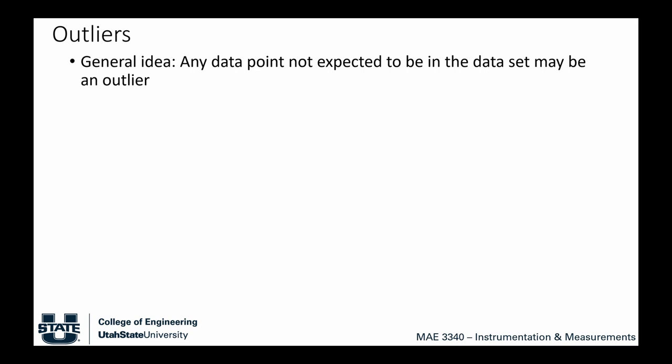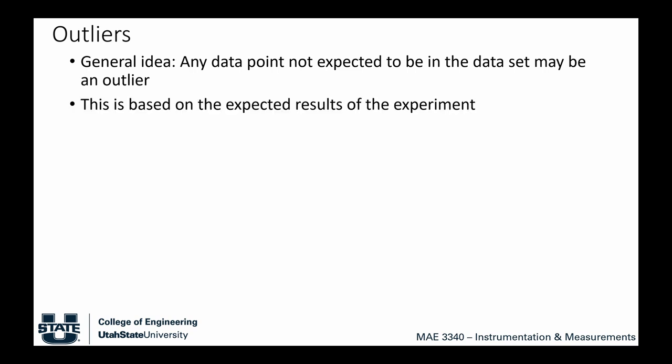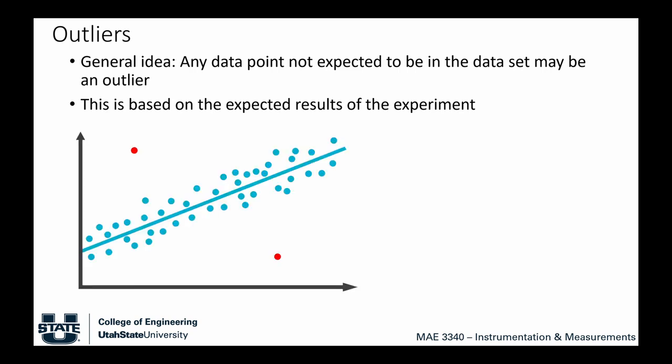So outliers is the general idea. Obviously, we can get more detailed than this, but any data point not expected to be in the data set could be an outlier. We're going to give some examples of that. This is based on the expected result of the experiment. We just say, we expect the results to look like this based on the governing equations, and here's the trend that we would expect. These two red dots, we would consider outliers because they do not fall within this expected range.